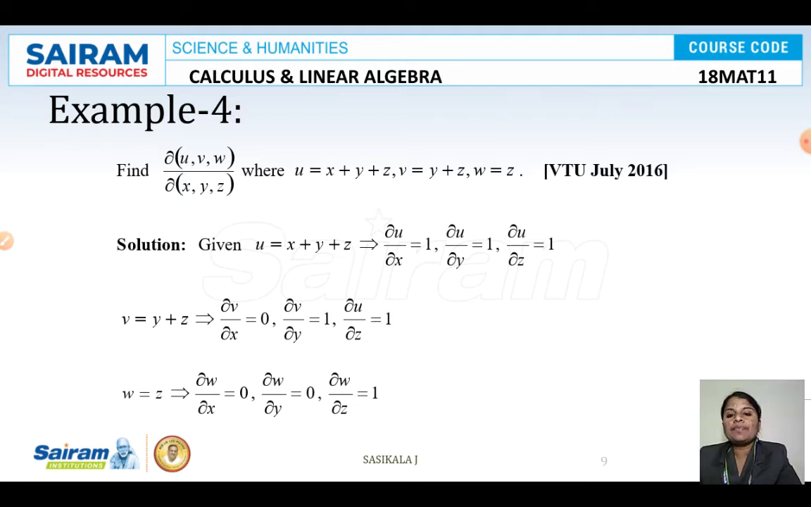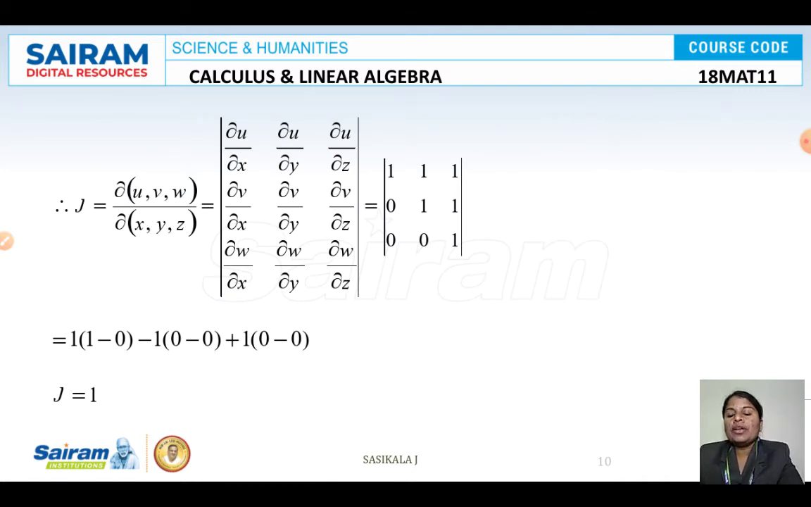That means three variables. u is x plus y plus z, v is y plus z and w is z. Similar to the previous one, we need to find the partial differentiation of u with respect to x, y, z, and v and w also. Directly you can write it. So J is equal to dou of uvw by dou of xyz, which is equal to dou u by dou x, dou u by dou y, dou u by dou z, dou v by dou x, dou v by dou y, dou v by dou z, dou w by dou x, dou w by dou y, dou w by dou z. So now you can substitute, and you will get this result, which you have already done.